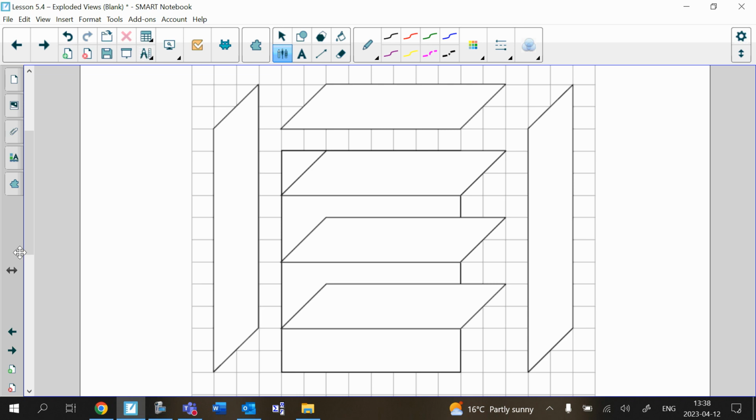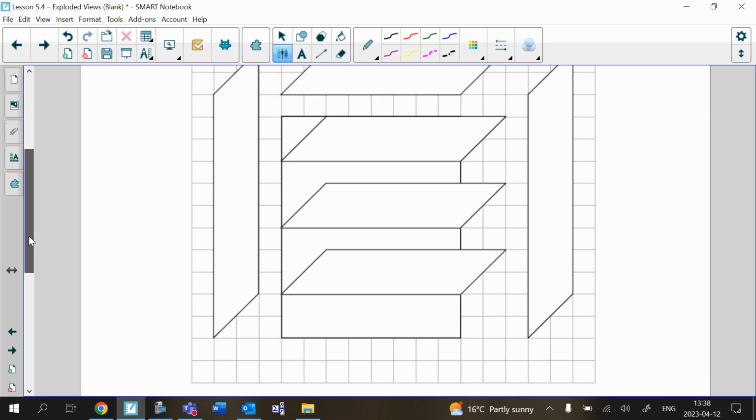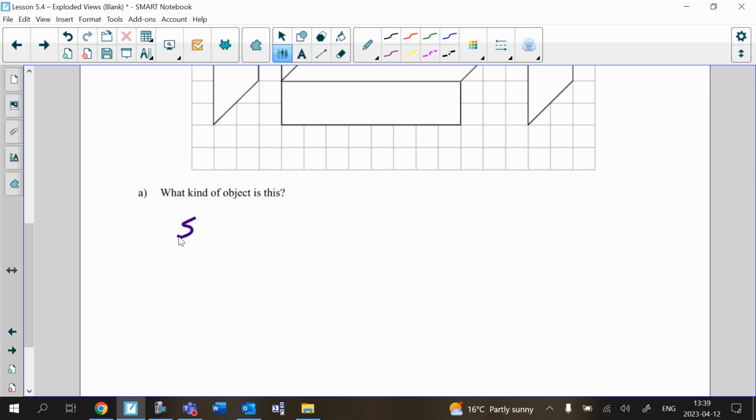Okay, so now we've got to figure out how to draw the 3D representation of it. Well, I always like to start at the front, but there's no front in this one. So I'm actually going to start at the top one. I'm going to basically redraw this top one on the next page.